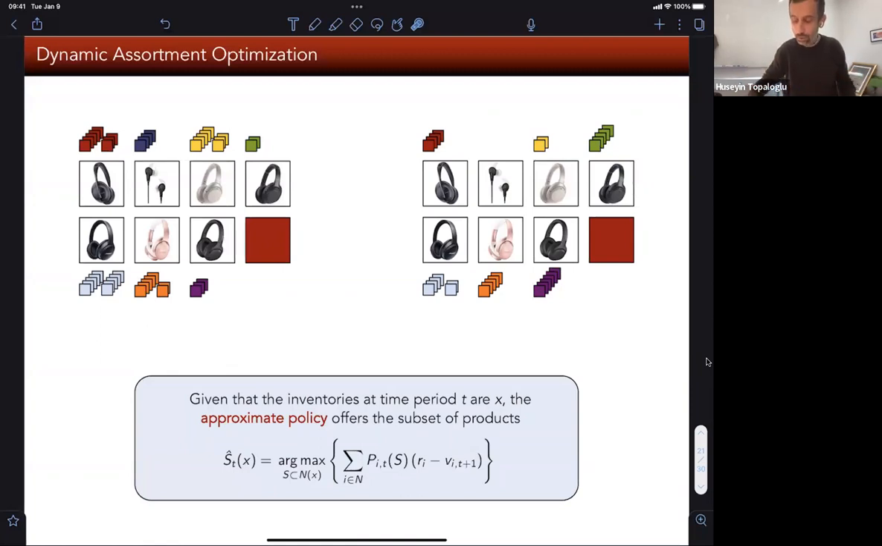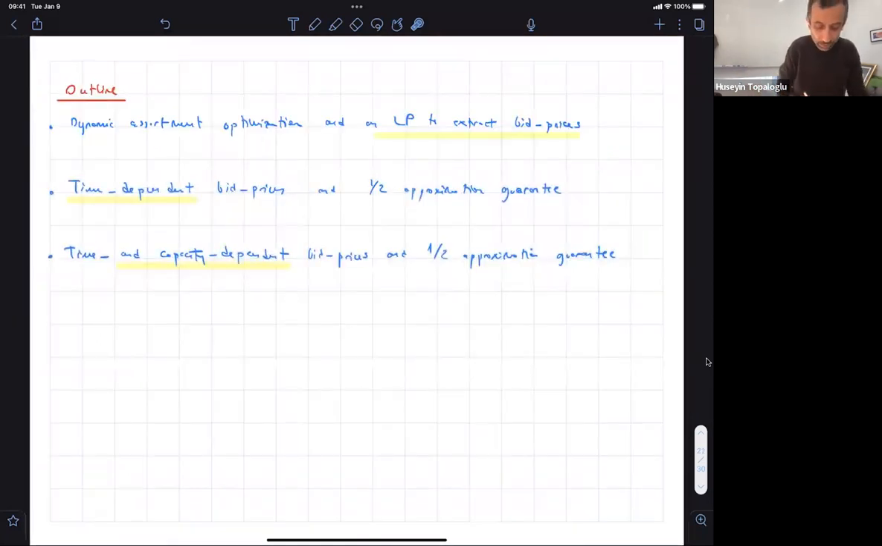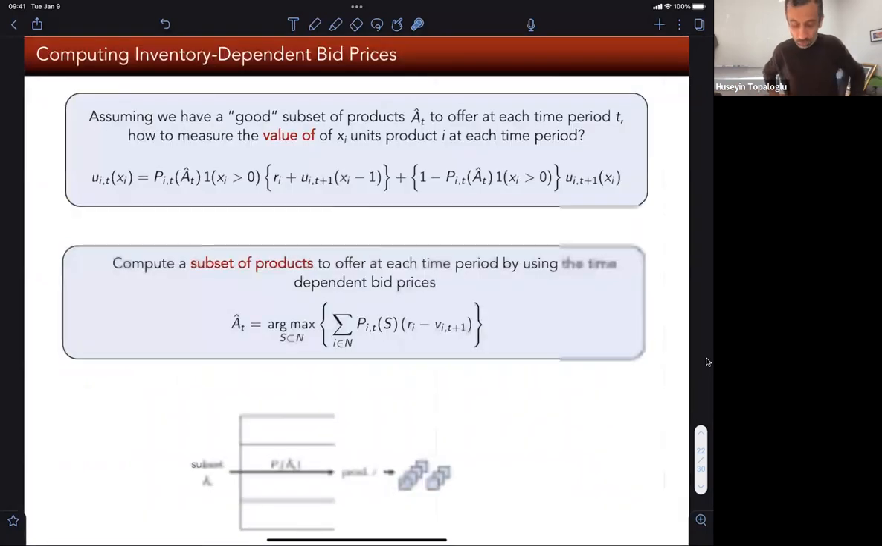So now we're going to go ahead and construct not only time, but also capacity dependent bid prices. And that policy hopefully is not going to be as agnostic to the inventory levels. And that policy is also going to get a half approximation guarantee. Good. Here's the same kind of slide we're going to look at. We're going to ask 2 related questions on the slide, and we're going to answer those 2 related questions. Question number 1.